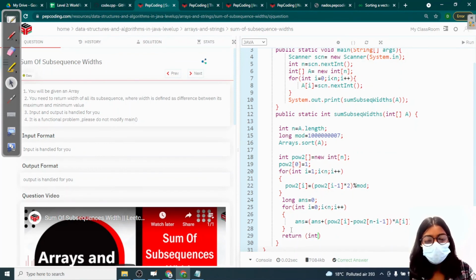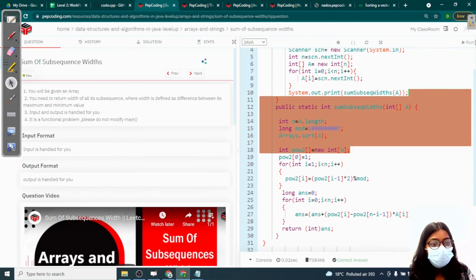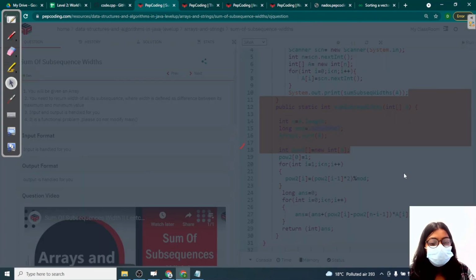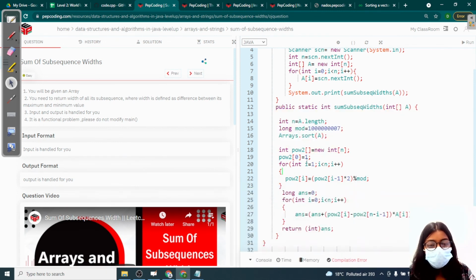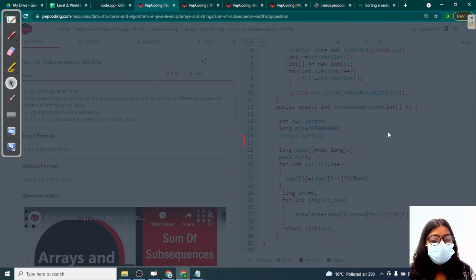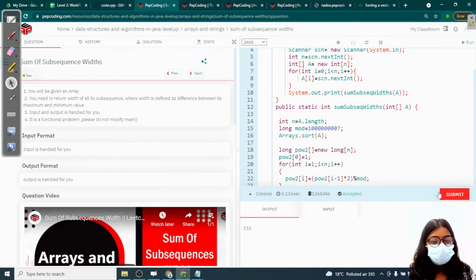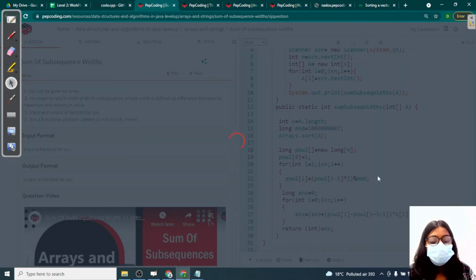Return int. Now let's try to run this. Power 2 of I minus 1 into 2 into mod. Let me make this array long. Now let's try to run this. Okay, accepted. And now let's try to submit this.